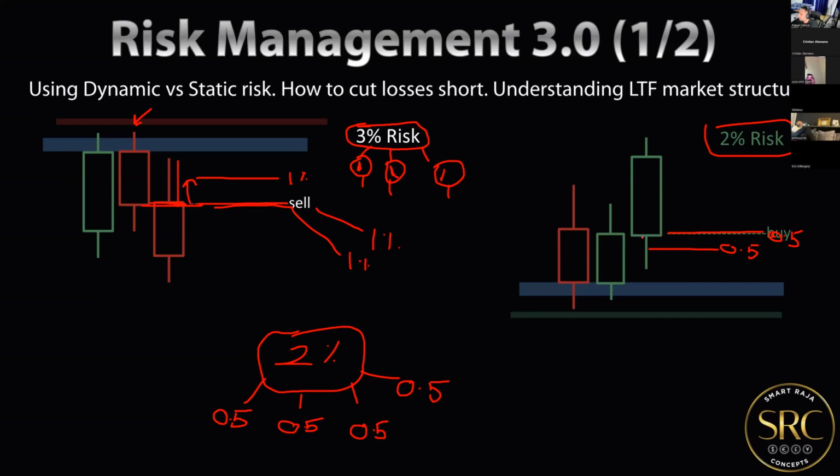Then price starts to go back up, comes to your entry point. You're like, okay, let me add another one. You add another 0.5. And now you want to add one more. So you've done 1, 2, 3, right? And the last one you add as price breaks the high, 0.5. That's how you use dynamic risk, right?